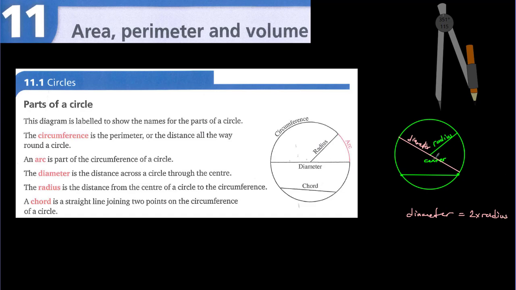Why 2 times the radius? From this point to this one it is a radius, from this point to this point it is a radius, and so it's 2 times the radius. That's the important part here. And a part of the perimeter of the circle is also called an arc. An arc is part of the circumference of the circle, as the definition written here.